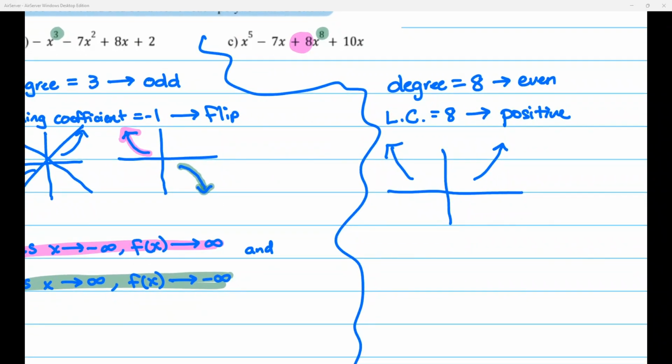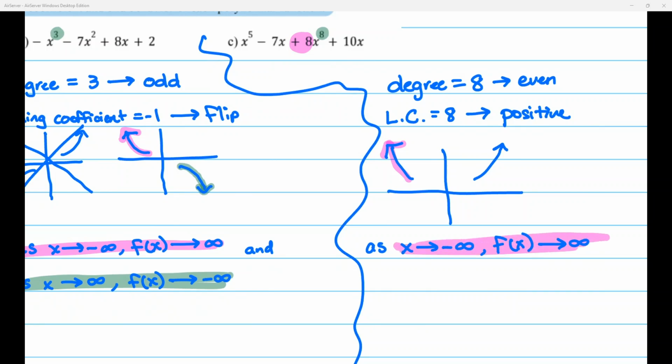So therefore, let's go ahead and write down what's happening. As my x's go to the left, what's happening to this graph? Well, my graph is going up. So as x approaches negative infinity, that's saying as x goes to the left, then my y values, which is f of x, approaches positive infinity. It's going up. This is the first half of the graph right here.